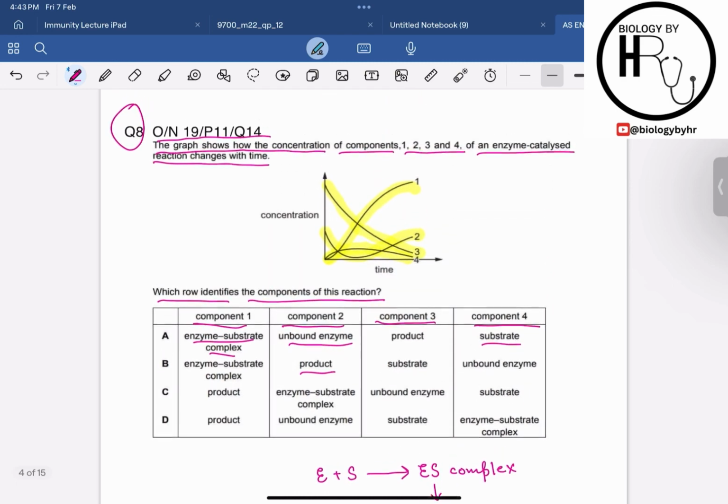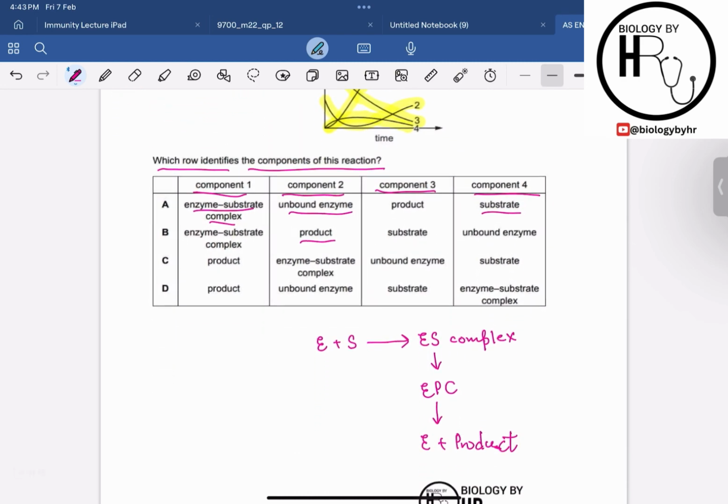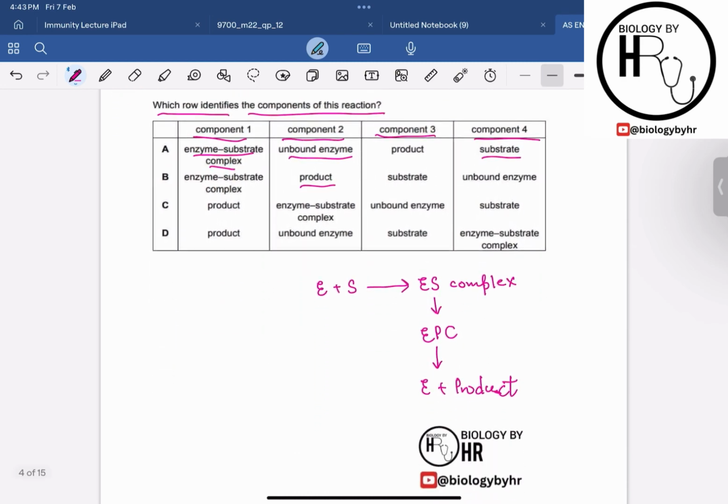So what will happen over time over here is that the concentration of the product will obviously increase when the enzyme catalyzed reaction takes place. Whenever the enzyme catalyzed reaction takes place, the concentration of the product will increase, right? And what will happen to the enzymes? What is going to happen to the enzyme?